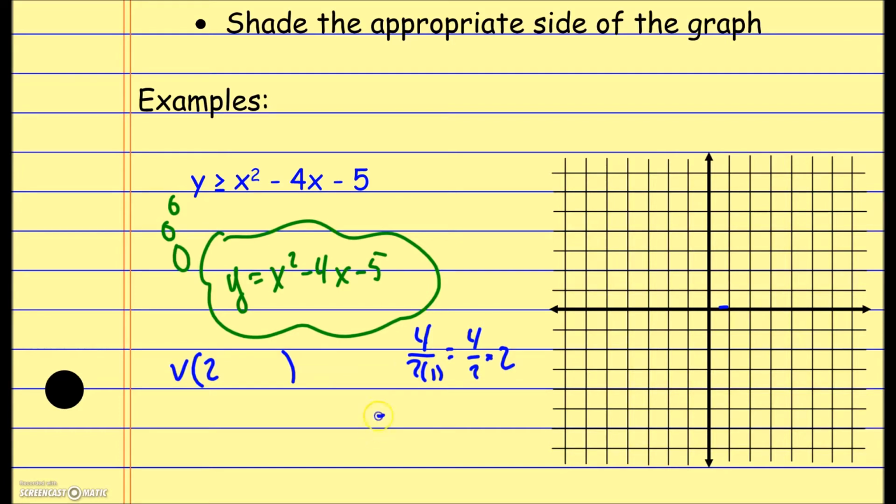So I plug that 2 in, so I've got 2 squared minus 4 times 2 minus 5. And I just simplify this. That's 4 minus 8 minus 5, which looks like it's going to give me a negative 9.